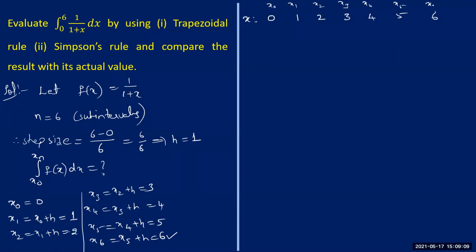This is x5, and lastly, this is x6. Now, at each of these points, let us calculate the function values. Now, try to use your calculator. You can also help me if you have a calculator. Create a function in your calculator with this function definition.